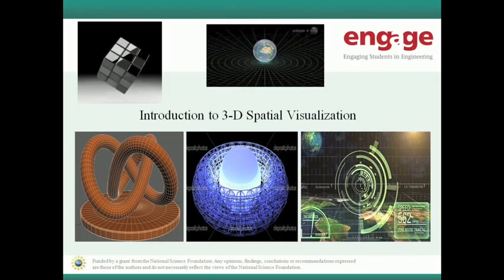All the data suggests that students who have these 3D spatial visualization skills, which means to visualize and rotate three-dimensional objects, not only do better in their fields, get better grades, but the graduation rate is a lot higher.